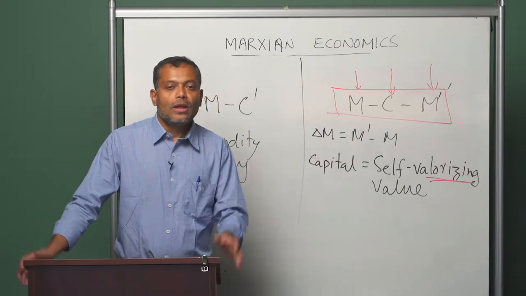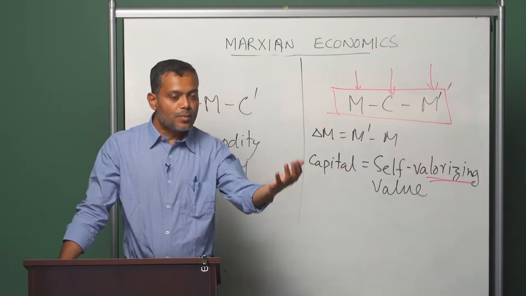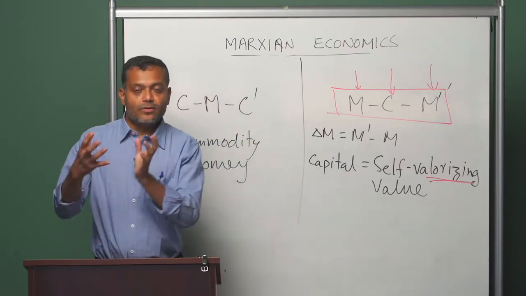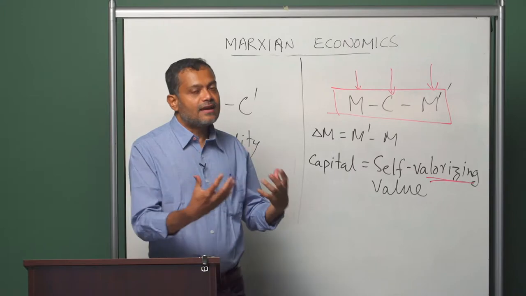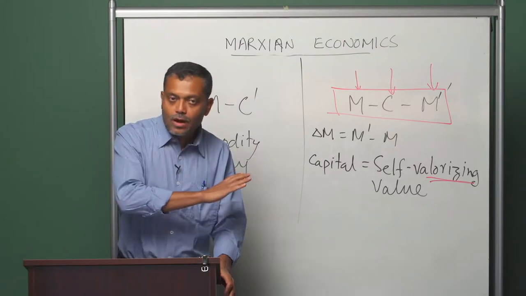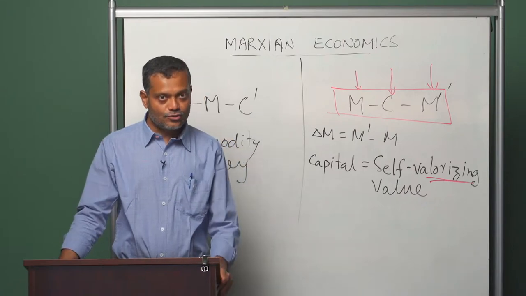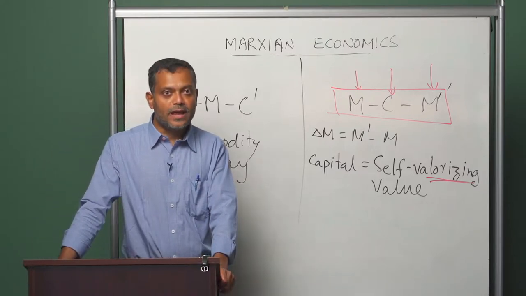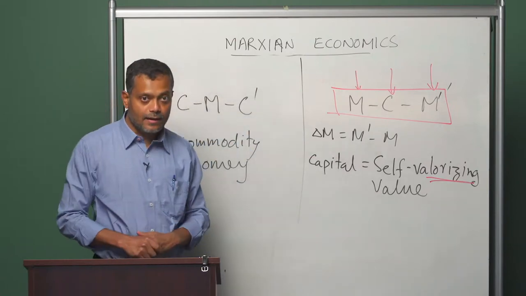Why is that so? Well, think of many commodity owners. If one commodity owner purchases a commodity at less than its value, then one commodity owner gains, another commodity owner loses. The gain of one is exactly equal to the loss of the other. And therefore, if we aggregate or sum across all commodity owners, then the gain of one will be cancelled by the loss of the other. And therefore, unequal exchange cannot be an adequate way to explain how the capitalist system is able to generate surplus value at the aggregate level.